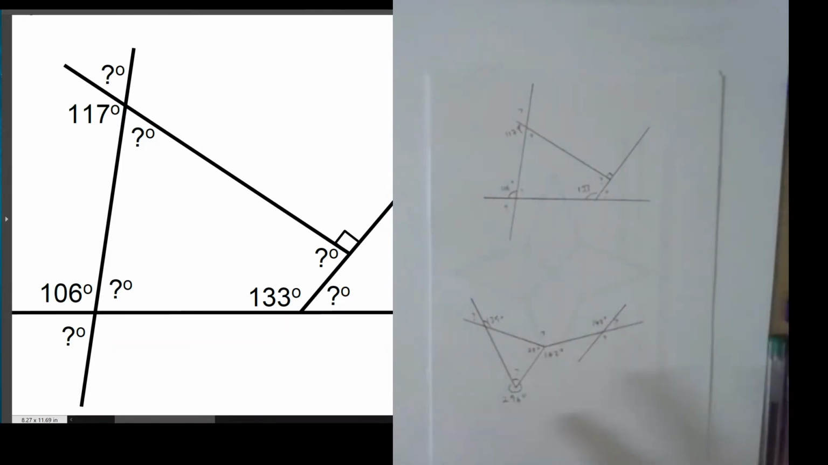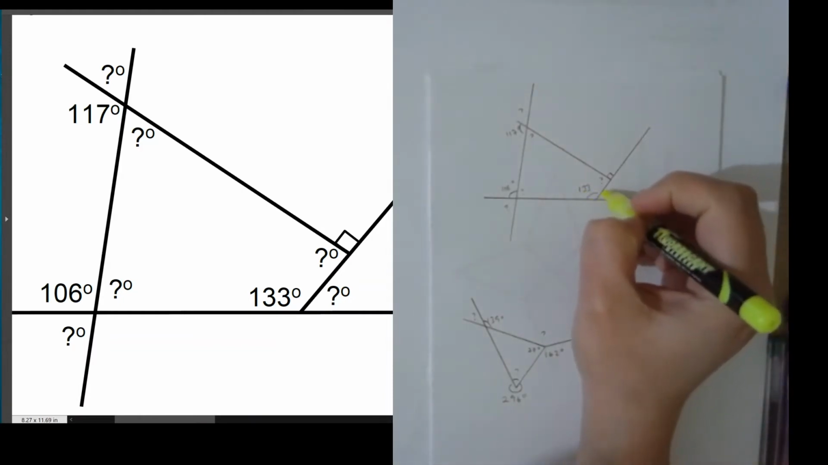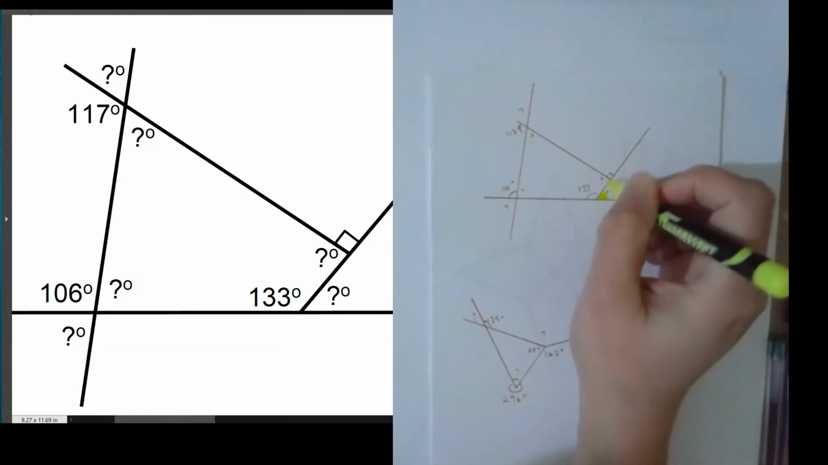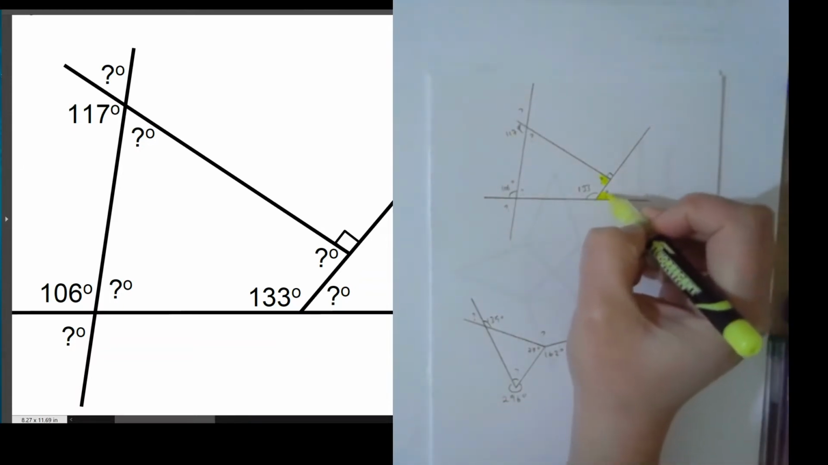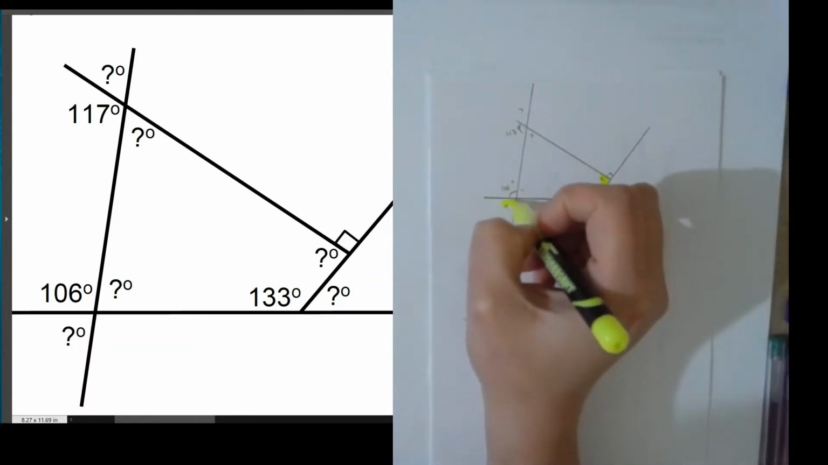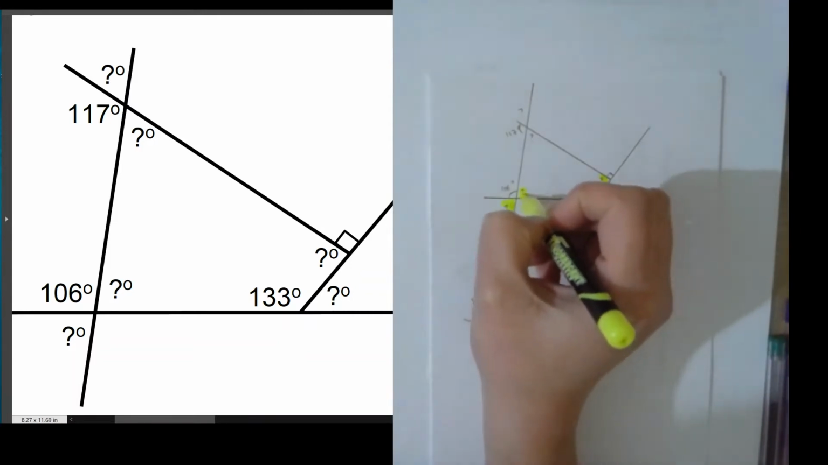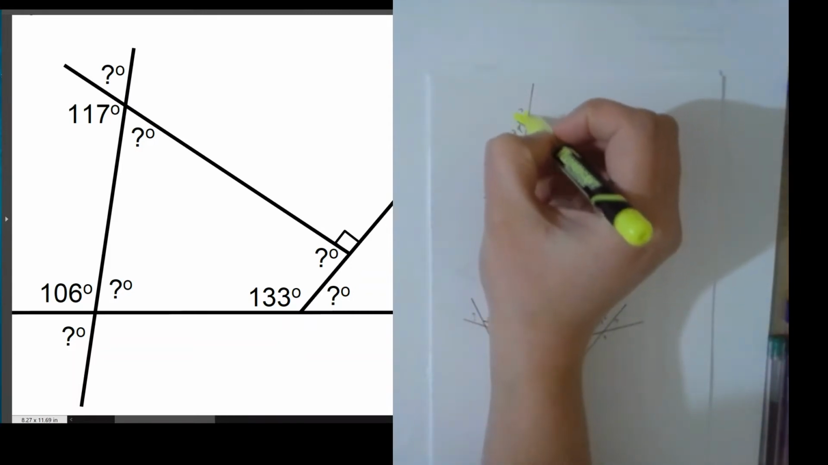Looking at this first one, what kind of things do I know about this? So first of all, I would just say, what angles are they asking me for? So I know they're asking me for this one. So I'm going to colour in that one. I know they're asking me for this one. I know they're asking me for this one. I know they're asking me for this one and this one.